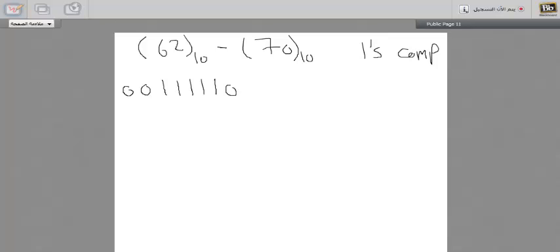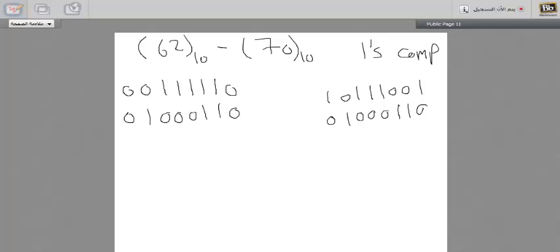Now the 70, I'm going to work it on the side. The 70 is 1 0 0 0 1 1 0, but this is a plus 70, we need to change it to minus 70, we need to switch, so we have 0 1 1 0 0 0 1 0. We'll bring this number here. Okay, we add these numbers together.